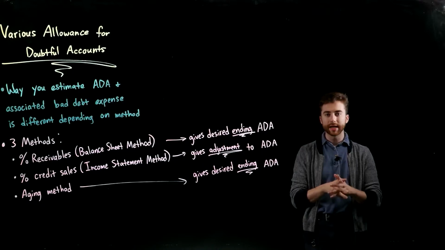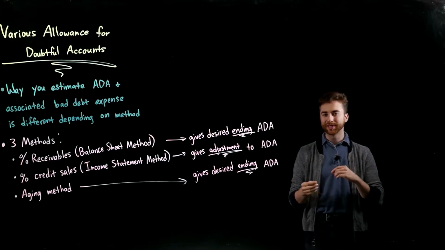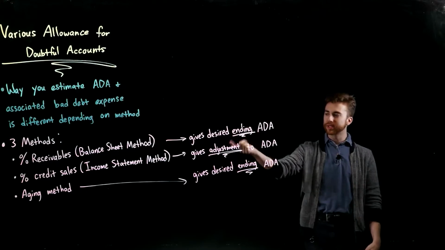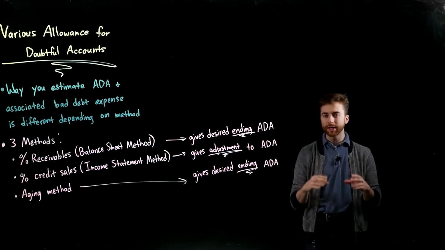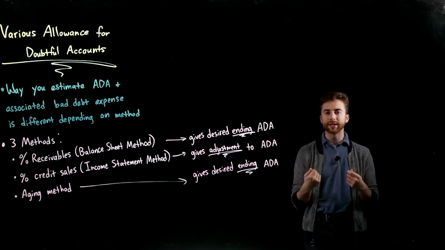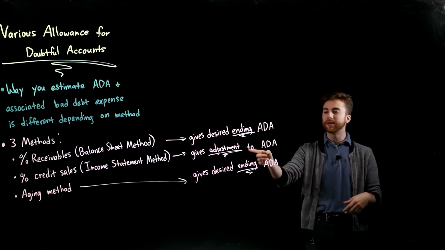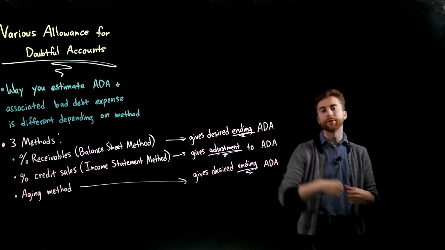And we're going to do one example. It's going to be the same numbers, but you're going to see that based on the method we use, it's going to give you different values. But to sum it up, your percent of receivables method is known as your balance sheet method because what we're using is your accounts receivable. It's a percent of your receivables that's going to give you your desired ending allowance for doubtful accounts.